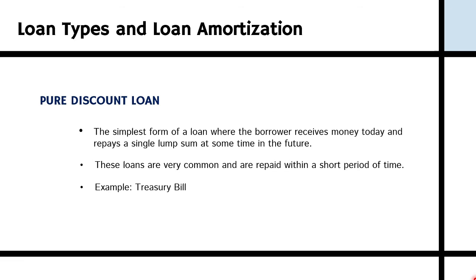So saan ba madalas ginagamit ang pure discount loan? Ito ay common sa government bonds, which is a way for the government to borrow money, and it's also known as T-bill or treasury bill. And ang duration ng loan is just a few months, so under the year. Let's proceed to the given problem.